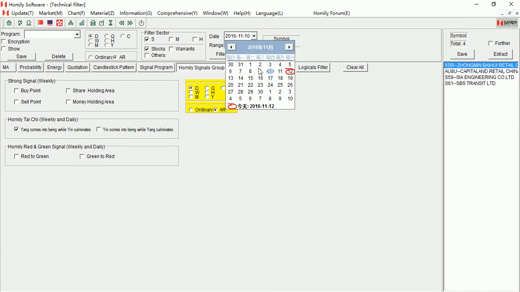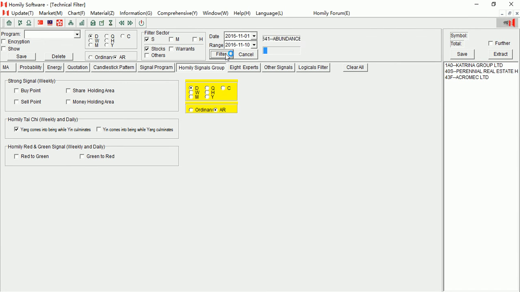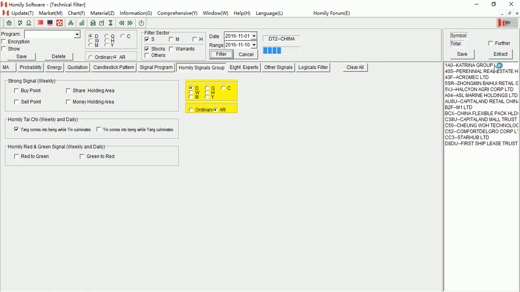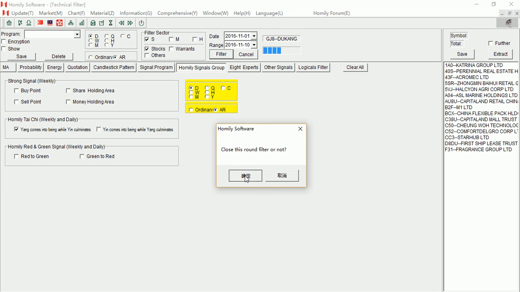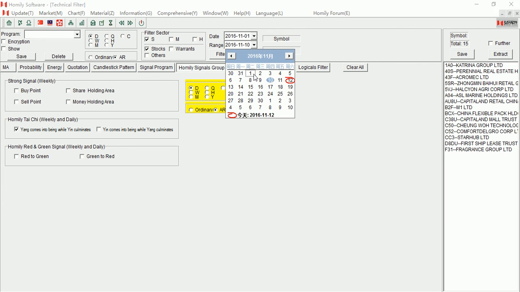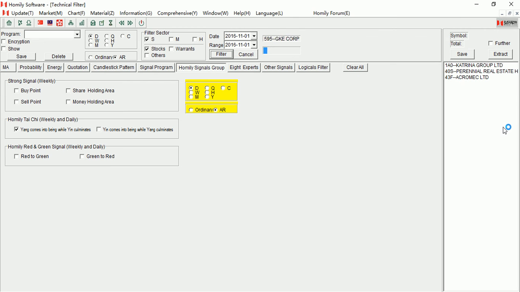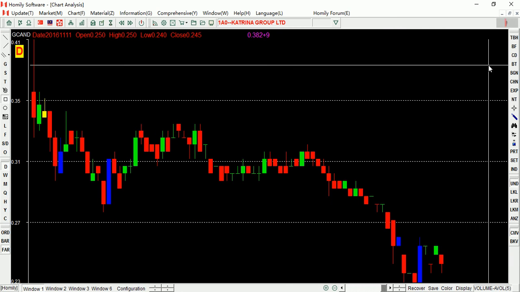So maybe we can choose the date. You can change the date. So let's see this one. I changed the date to November 1st. November 1st, the date, okay? So let's see this one, the first one, November.